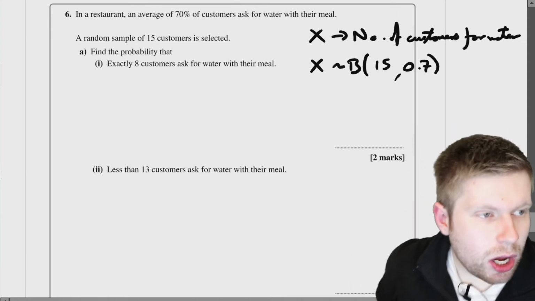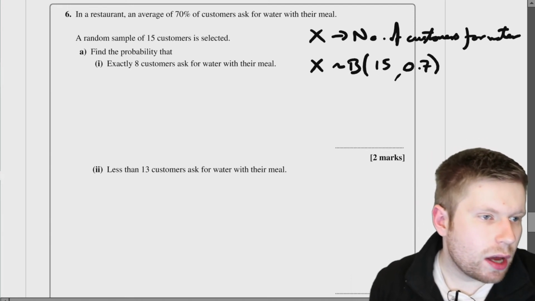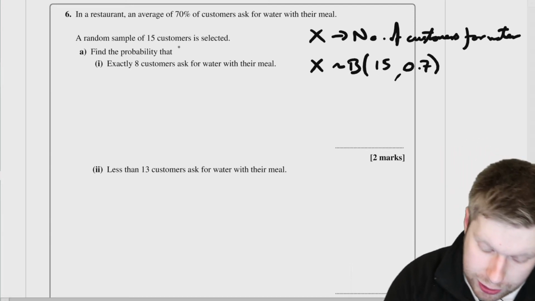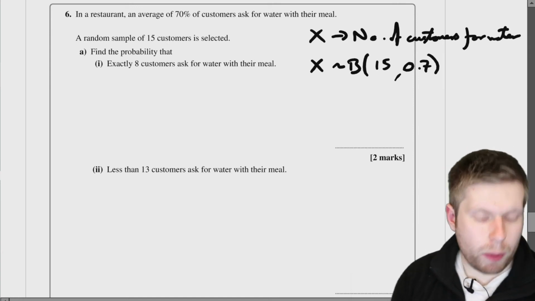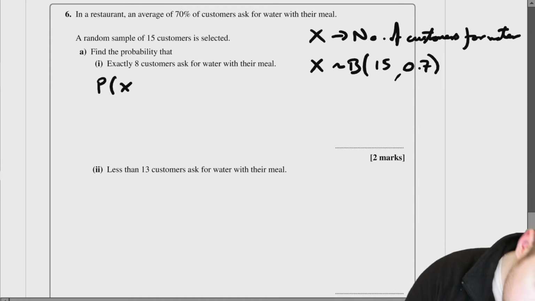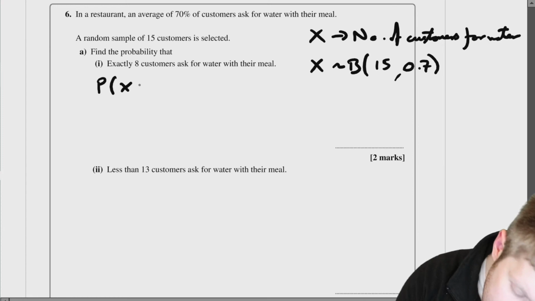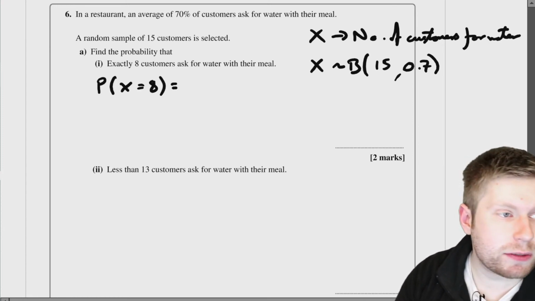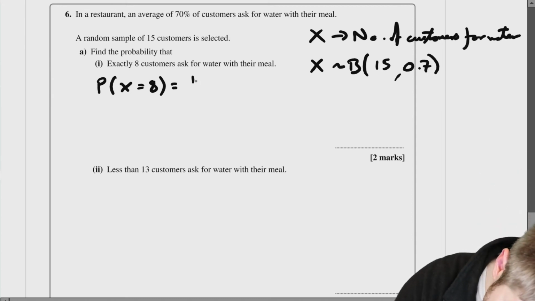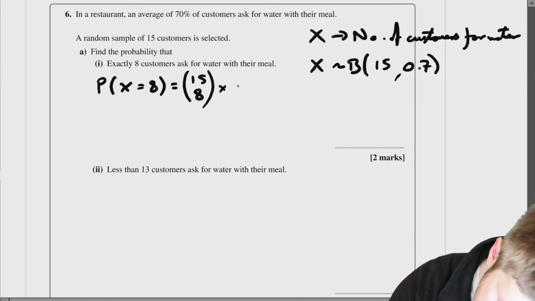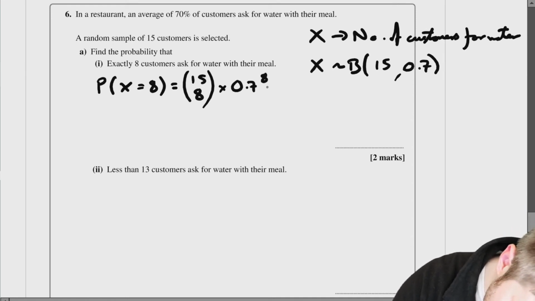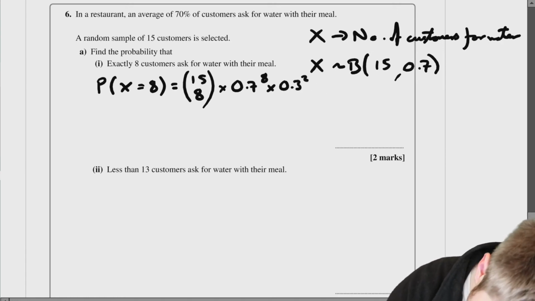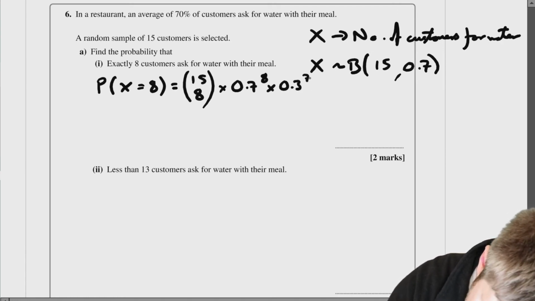Now, I've been told that exactly 8 customers ask for water for their meal, and I need to find the probability of that happening. So what's the probability that the number of customers asking for water, so probability that X, is equal to 8? Well, in that case, I just simply use the binomial probability mass function. So that's going to be n, which is 15, choose the number of things I'm interested in, which is 8 successes, times the probability of success, which is 0.7, 8 times, times the probability of failure, which is 0.3, for the remaining 7 times.